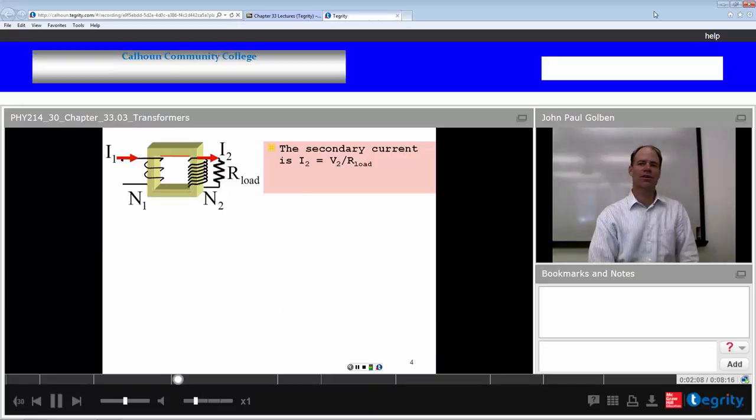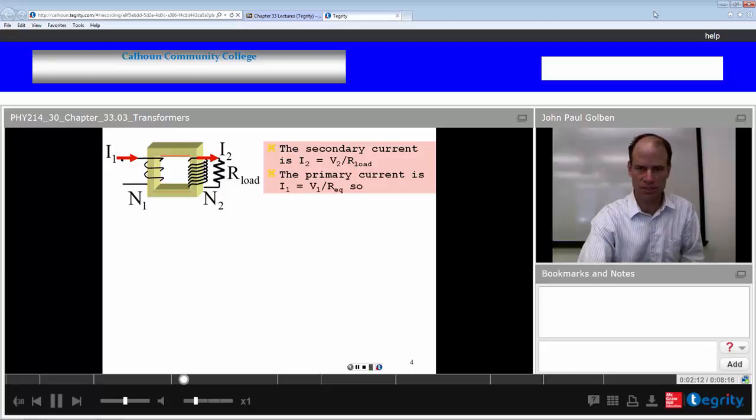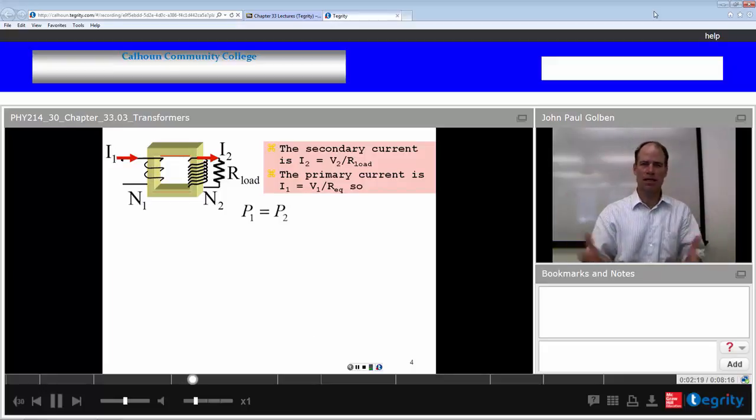The secondary current is going to be equal to the voltage of the secondary divided by the resistance of the load, whereas the primary current is going to be equal to the voltage of the primary divided by the equivalent resistance of the whole configuration. We're going to say that power 1 is equal to power 2. Current I1 times voltage 1 is equal to current I2 times voltage 2.